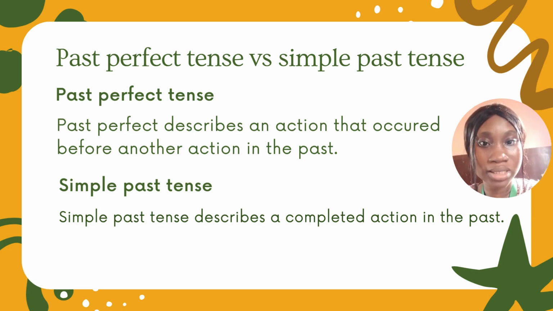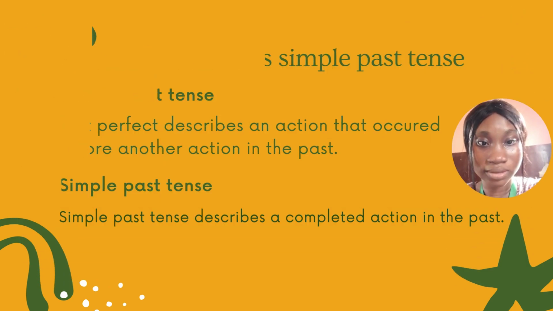I mean, they are both past tense. So what is the difference between the two of them? Now, your past perfect tense, like I've said earlier, describes an action that occurred before another action in the past. So for your past perfect tense, you have two actions. Now for your simple past tense, it simply describes an action that has been completed, just one single action. So that's one difference between the two. Your past perfect tense, two actions; your simple past tense, just one action that has already been completed.